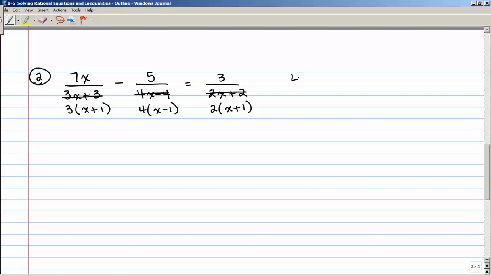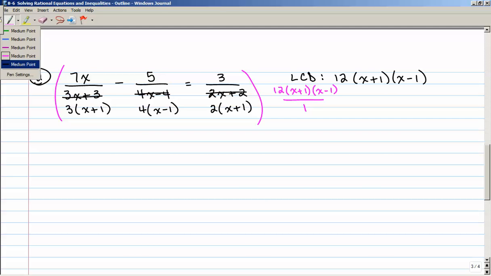Okay, so my common denominator, I have a 3, a 4, and a 2. So I'm going to have a 12 as part of my common denominator. And I'm going to have an x plus 1 and an x minus 1. Okay, so multiplying each fraction by 12, x plus 1, x minus 1, basically over 1, and that's going to cancel all of my denominators.